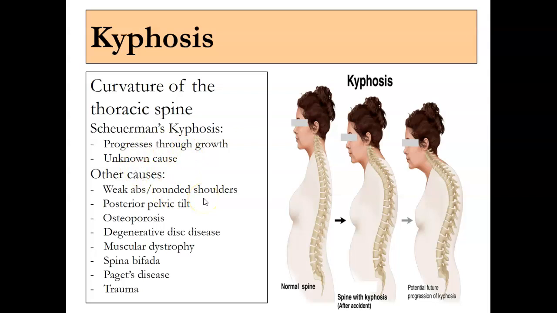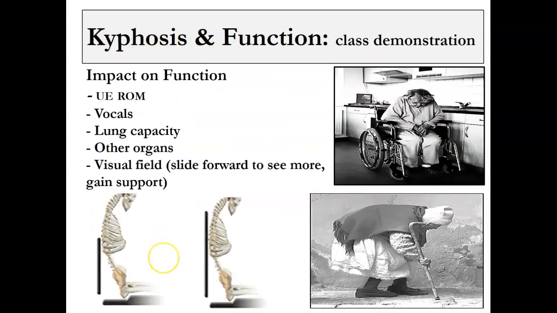Other causes: just a weak core. Your stomach is weak, rounded posture, posterior tilt, kind of going back this way. Osteoporosis is a very common cause of kyphosis in older folks. Degenerative disc disease in your spine. Muscular dystrophy, weakening of the muscles. Spina bifida, Paget's disease, or just trauma. These are all things that can cause varying degrees of kyphosis.